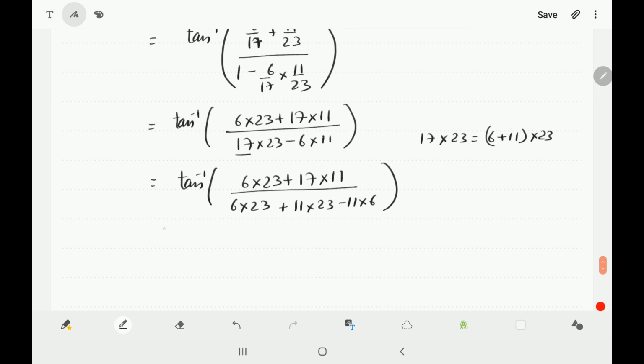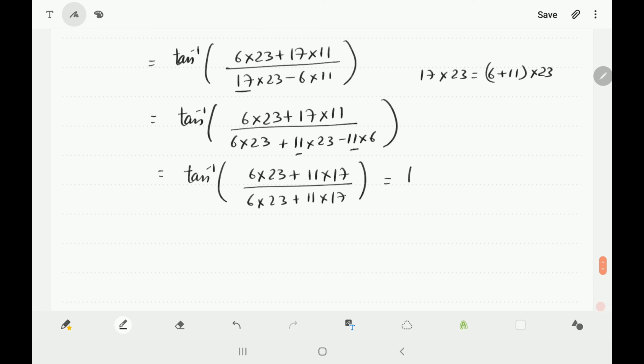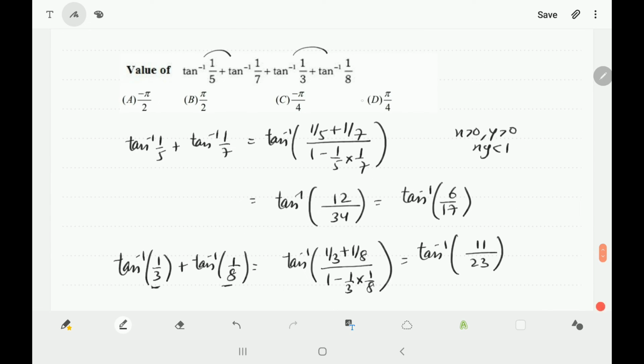So now this term will become tan inverse of (6 into 23 + 11 into 17) divided by 6 into 23 + 11 into 23 - 11 into 6. If you take 11 common out of the last two terms, you will be left with 11 into 17. We easily see that the numerator as well as the denominator are the same terms. So it will become tan inverse of 1, and hence the answer for this problem is pi by 4. Let's see which option it is. It is option D. Hence the answer for this problem is option D.